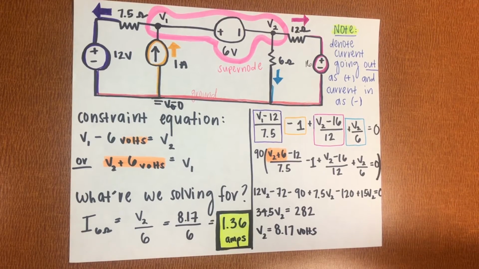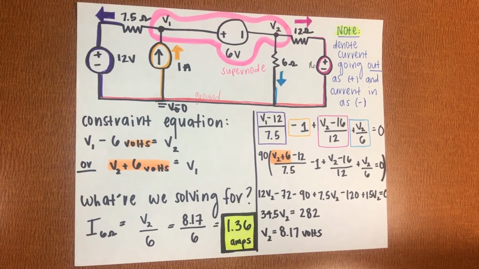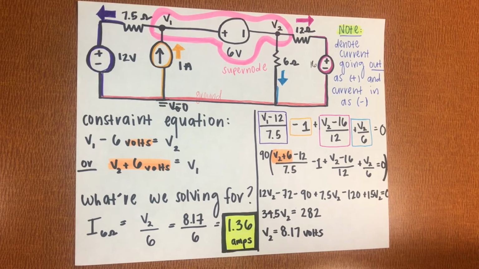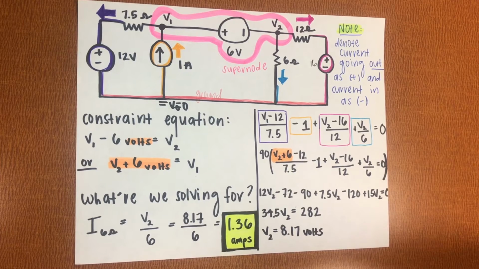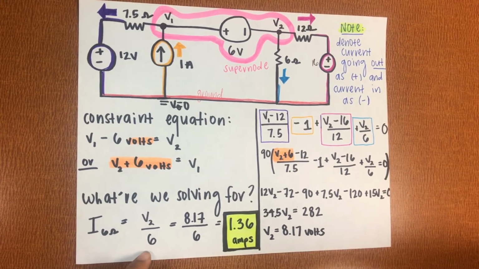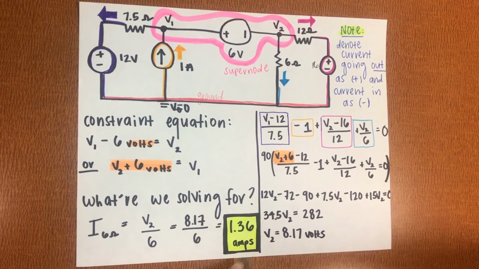Now, we have to identify what we're solving for. The question says we want to find the current through the 6 ohm resistor. Therefore, by using Ohm's law, we can say that V2 over 6 ohms equals our amp of choice.